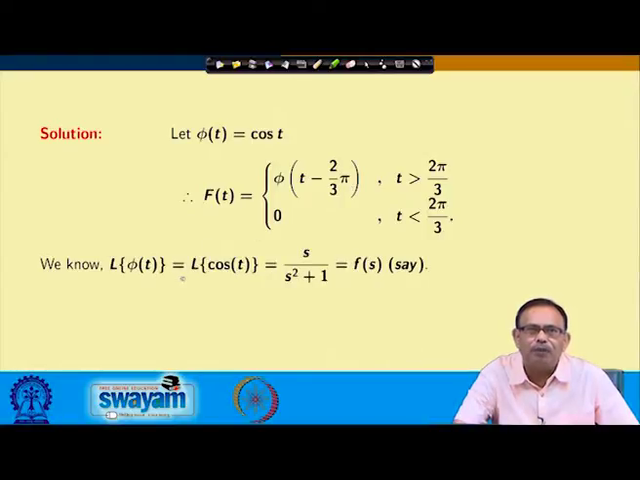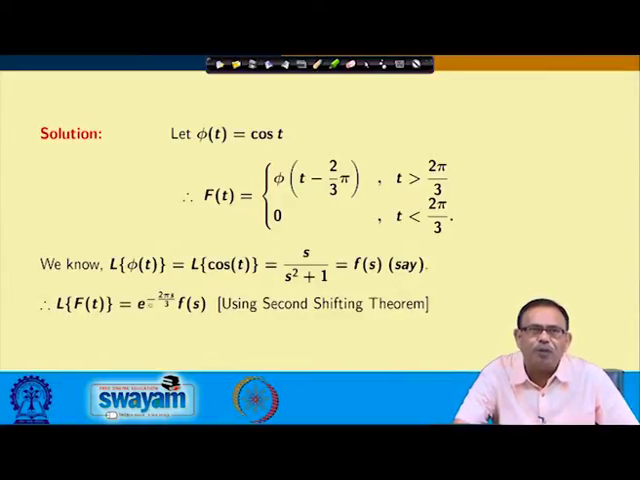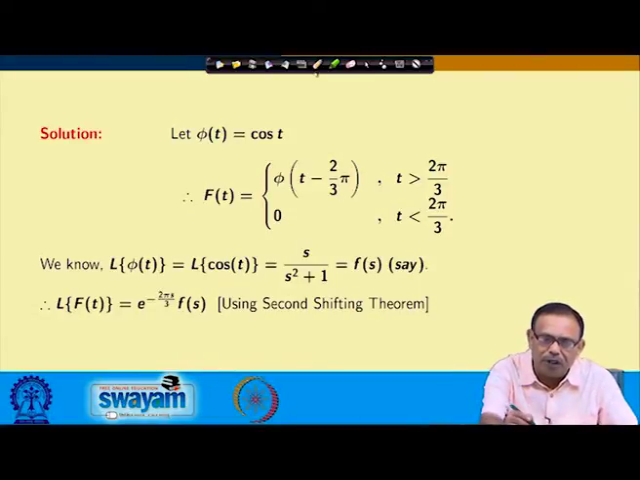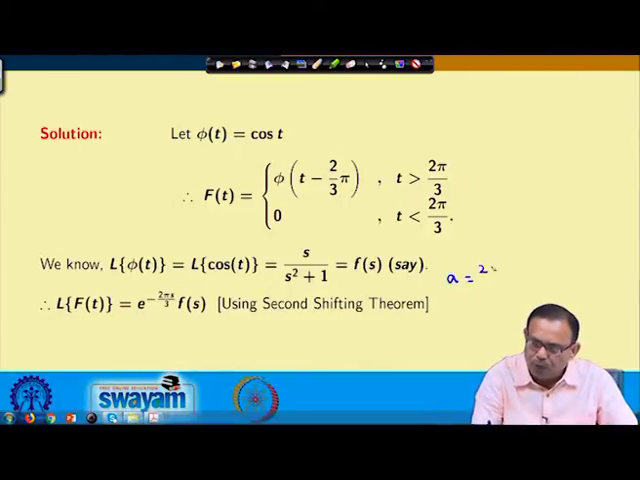Now, the Laplace transform of phi t, that is the Laplace transform of cos t, which is known to us, equals s by s square plus 1, which is F s. The Laplace transform of f t will be e power minus 2 pi by 3 into s times this. Here your a is 2 pi by 3. Basically, we have made it for t greater than a and t less than a, and the value of a here is 2 pi by 3.